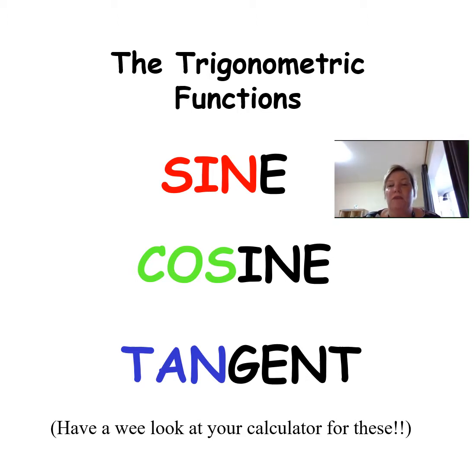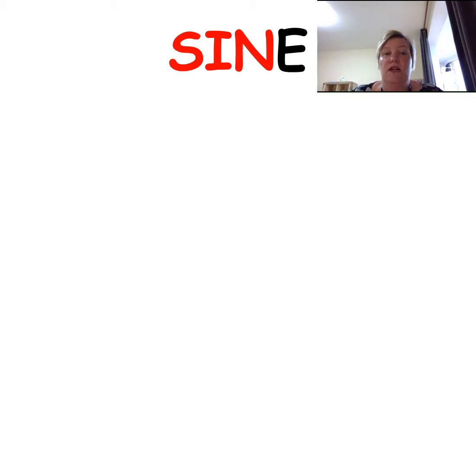But the useful thing about them is they allow us to convert a set ratio into an angle, which is what we want to do. Okay, so let's have a look at sine first.